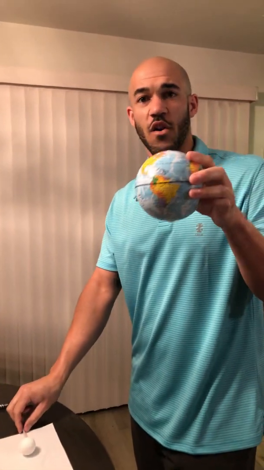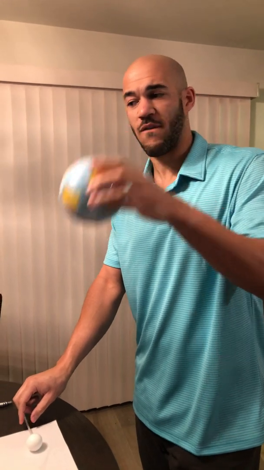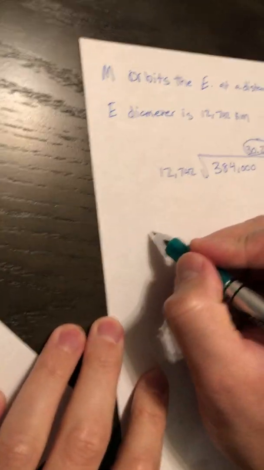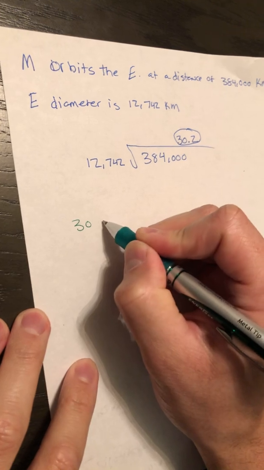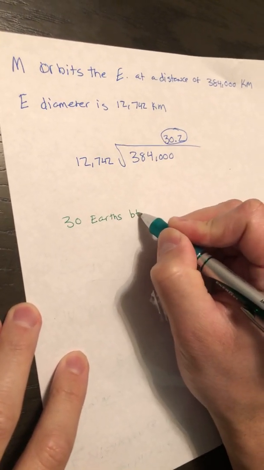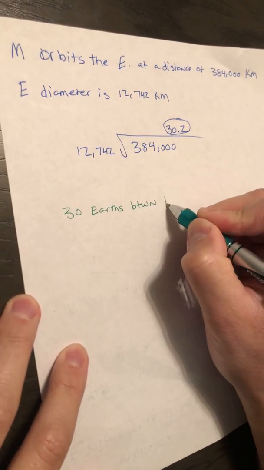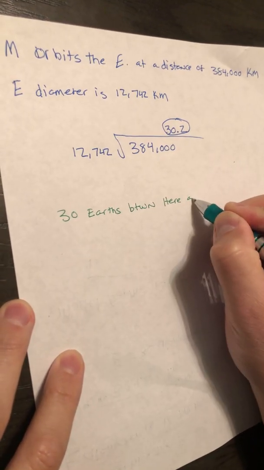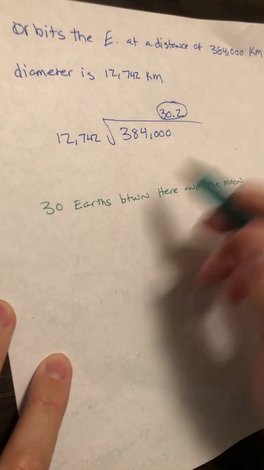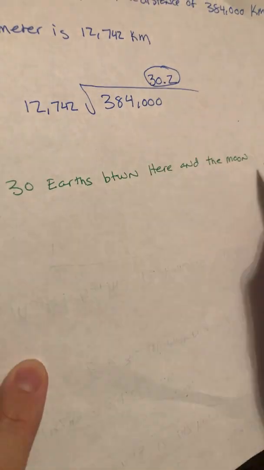The first bit of information that we still know is that it takes 30 of these Earths to fit between here and the moon. The new information, I'm going to use a different color if we can pan down. We know that it takes 30 Earths between here and the moon. So we know that 30 Earths would fit between here and the moon.